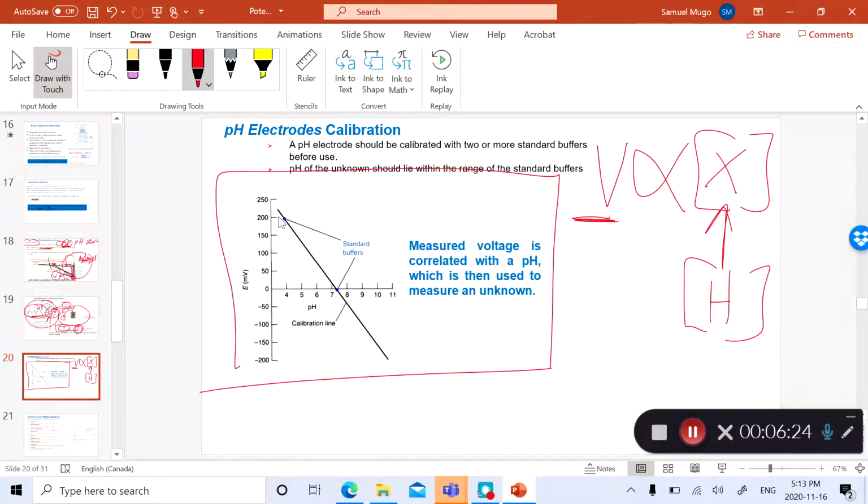Ideally, in a pH electrode, and almost in all cases, you have to choose two buffers to calibrate your pH electrode, and whatever pH you are interested in should be sandwiched between the two pH buffers that you use to calibrate the sensor. So the rule of thumb is you cannot take a pH sensor and just simply use it. You always have to calibrate it with two standard buffers.